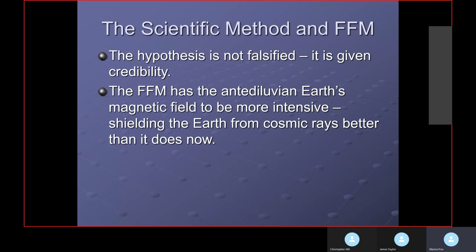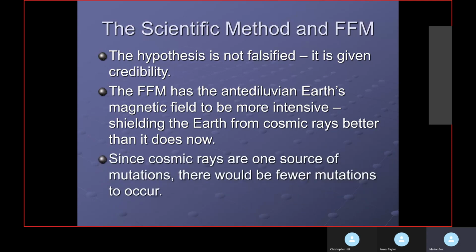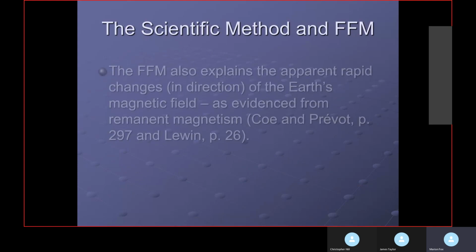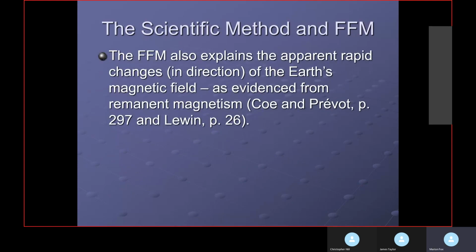Well, the atheist agrees the magnetic field is decreasing. So that's been verified. Since cosmic rays are one source of mutations, there would be fewer mutations. Now that's pretty well easily verifiable as well. It also explains the apparent rapid changes in direction of the Earth's magnetic field as evidence for remote magnetism.